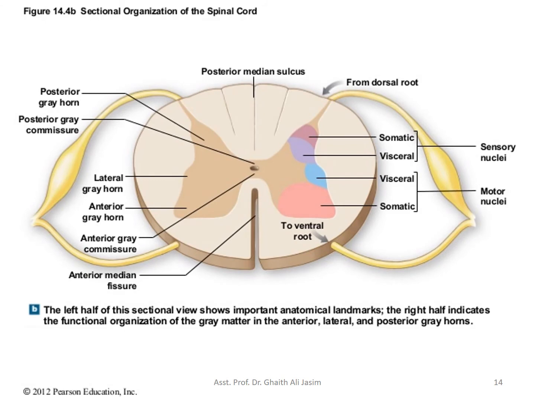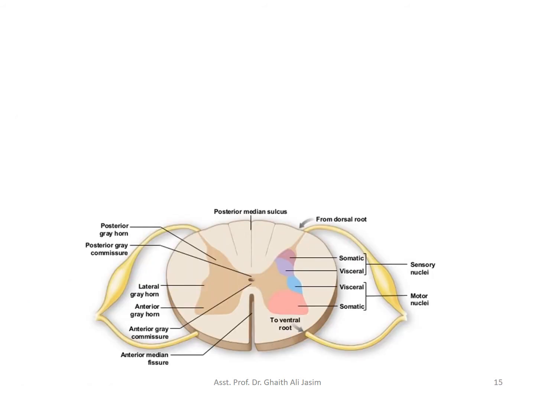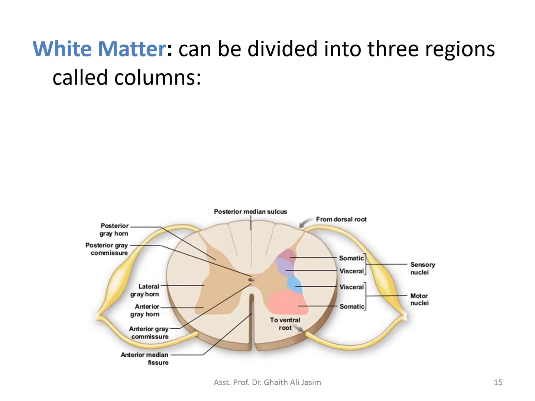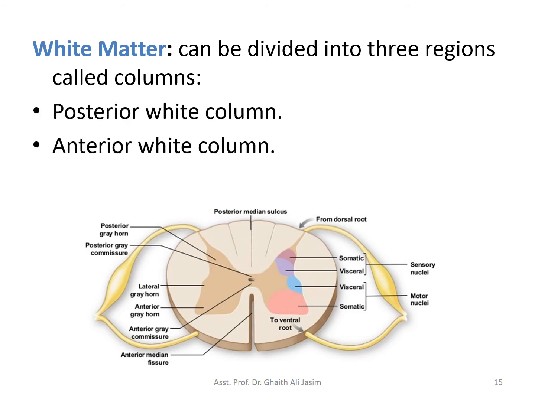We can see here on the right side the colored horns, where we can see the sensory nuclei and the motor nuclei, both somatic and visceral. The white matter can be divided into three regions called columns: the posterior white column, anterior white column, and the lateral white column.